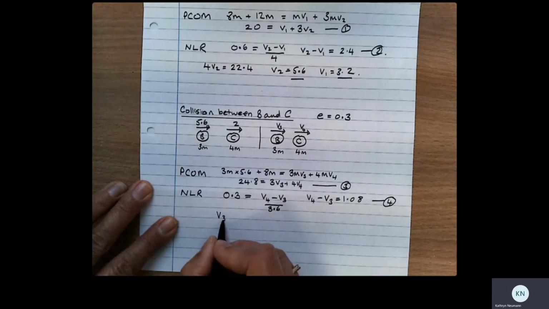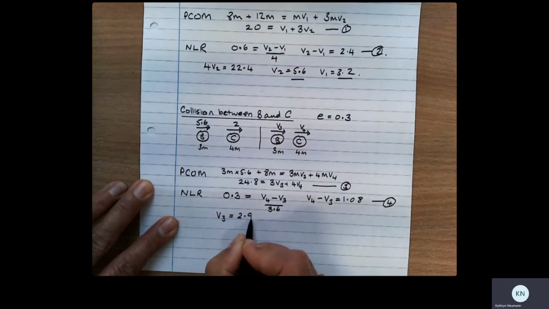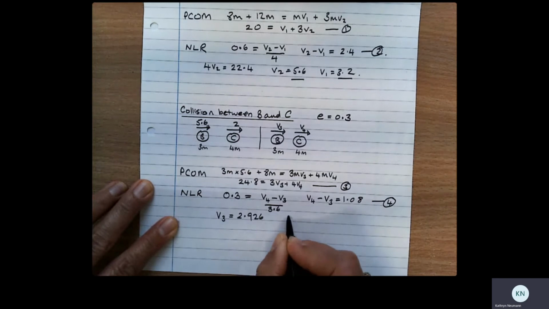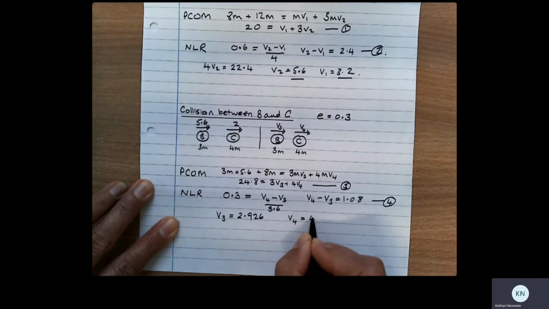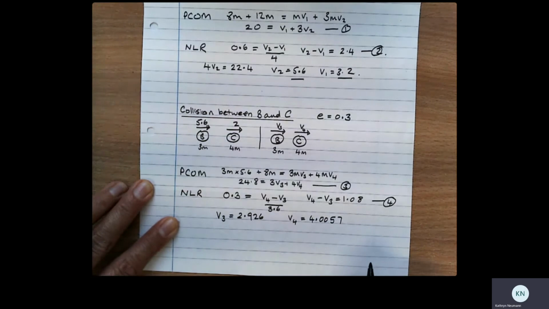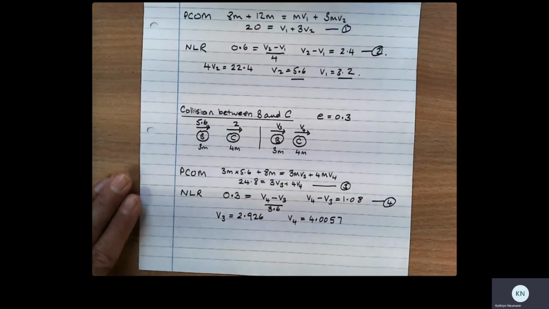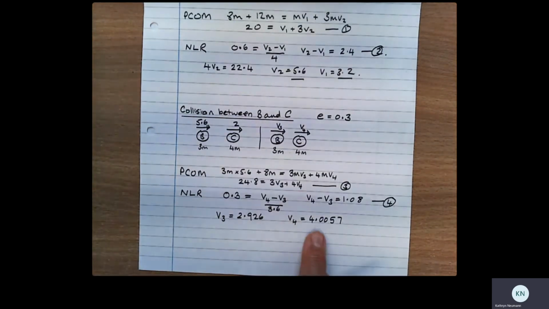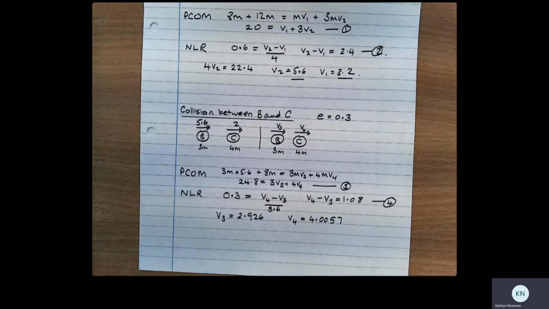Now, when we do that, you actually end up with the following answers. You get that v3 is 2.926 and v4 is 4.0057. I have to say that this is slightly unusual. These answers normally come out to be not necessarily whole numbers, but not usually decimals like that. So, you know, that is a slightly unusual feature of this question.